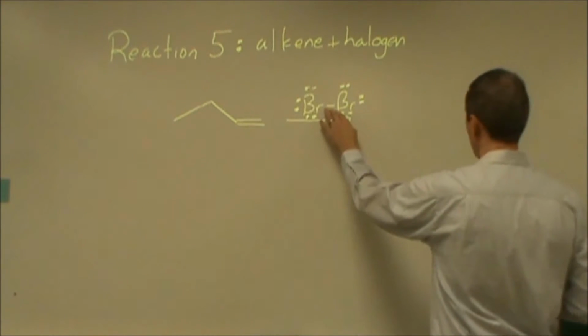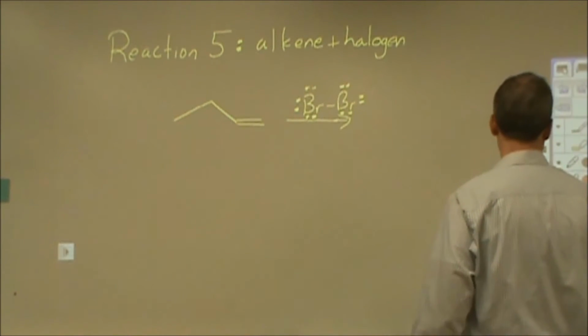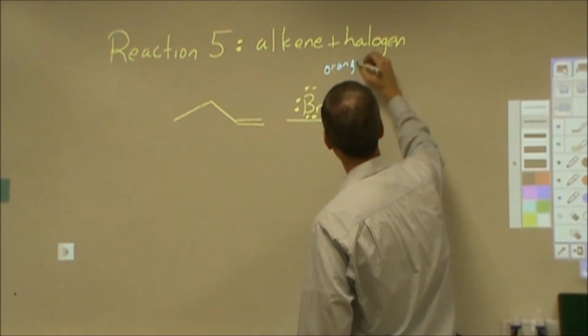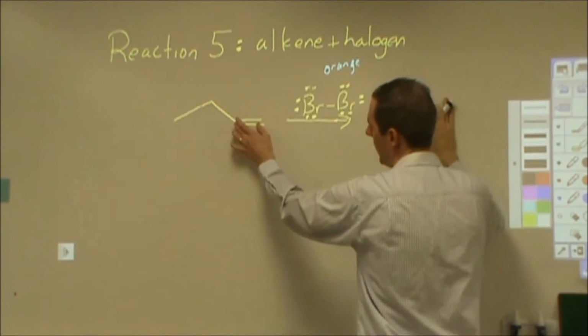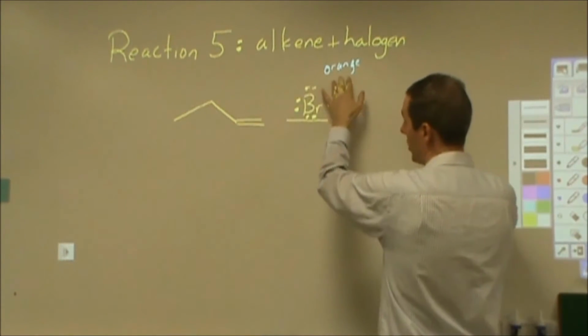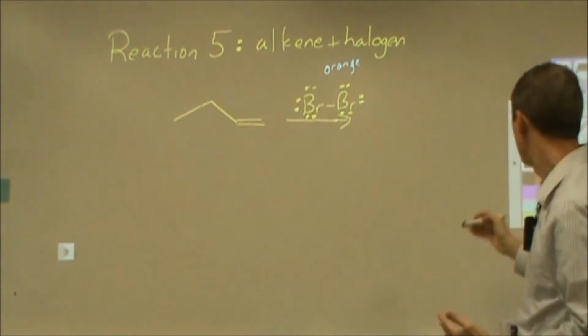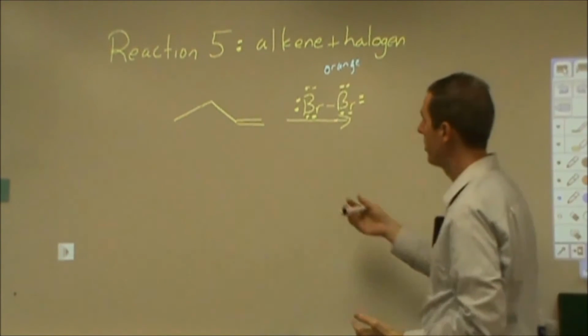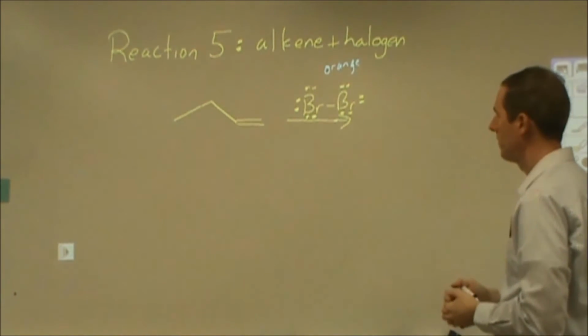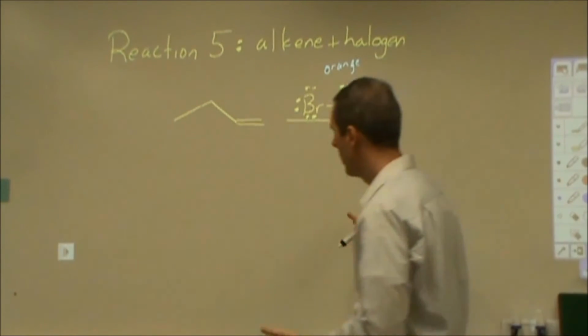Now bromine, of course, is a liquid, and bromine is orange in color. So our test for that is that if we add bromine and there is a double bond, bromine will react with that double bond, and then that orange color will disappear. Whereas if there is not any double bonds or triple bonds, that bromine will persist and will maintain an orange color. Okay.